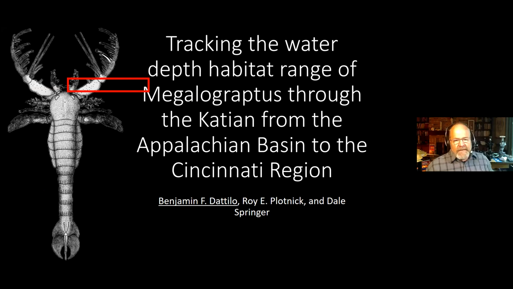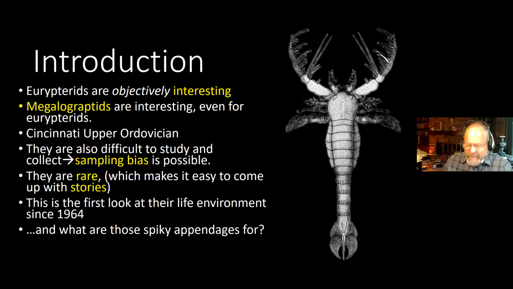But basically this talks about Eurypterids, but specifically Megalograptids, and the reason we're doing this is because Eurypterids are cool, and Megalograptids are even cooler because they're really weird. So what happened is Plotnik approached me about trying to figure out what the paleo environment was for these things, because Carl Brett and I had recently finished a paper on the stratigraphy of the Cincinnati region, where they're very common.